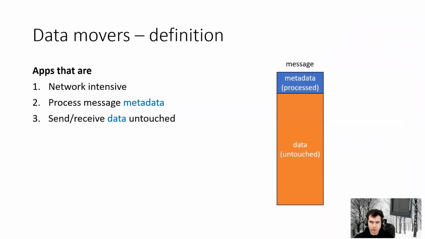In this work, we make an optimization to NICs that helps with a class of applications which we call data movers. Data movers are applications that are network intensive, process message metadata, and send or receive message data untouched.